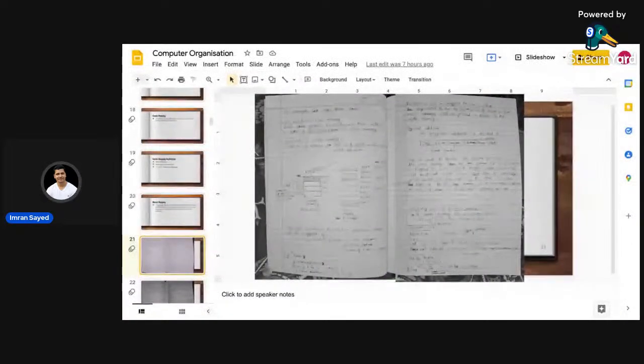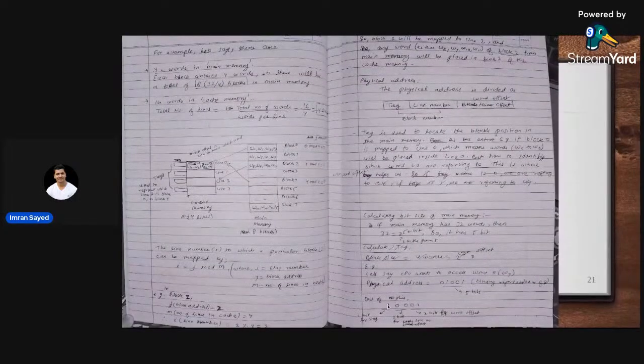So out of this binary representation of 9, 1 is actually 1 bit for tag. So that goes for tag. This 00 is 2 bits for the line number. So what line number is being used? Line 0, line 1, line 2, line 3. Which one is it? Then we have 01, which is the last 2 bits. That's for word offset.